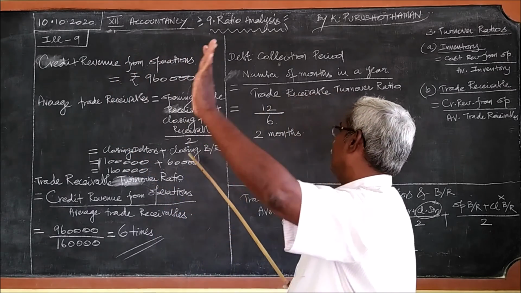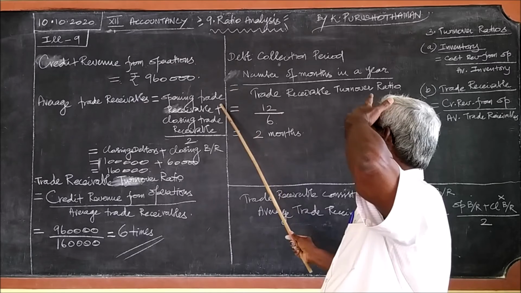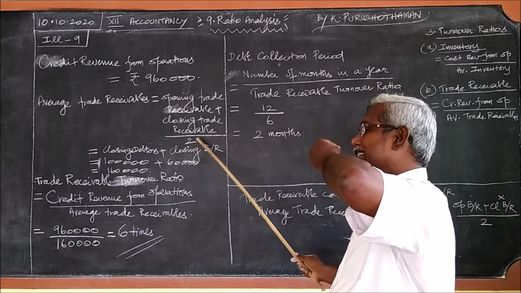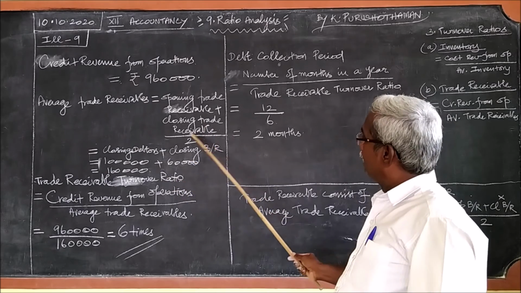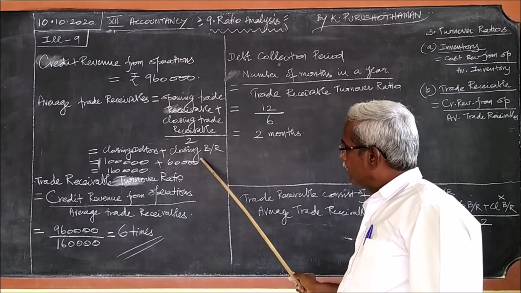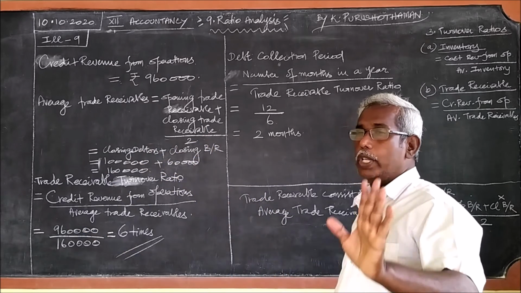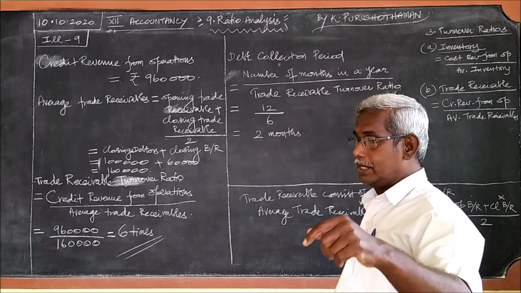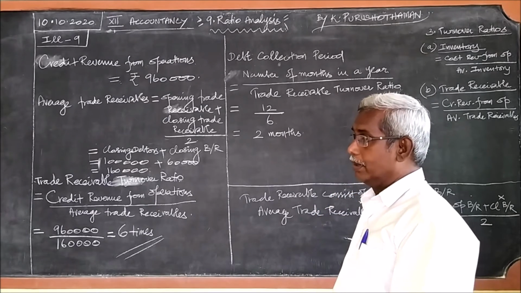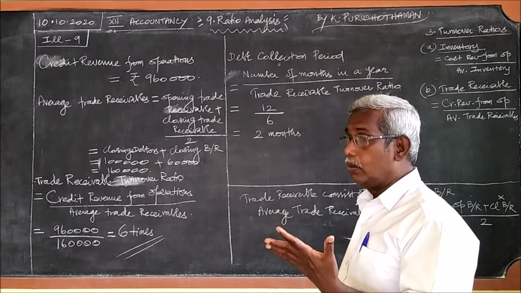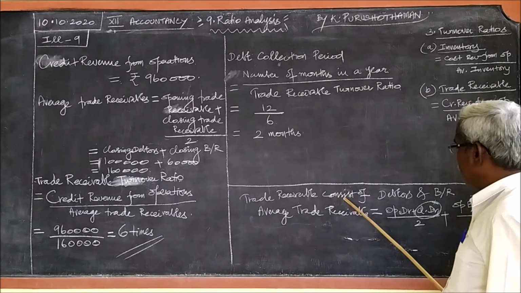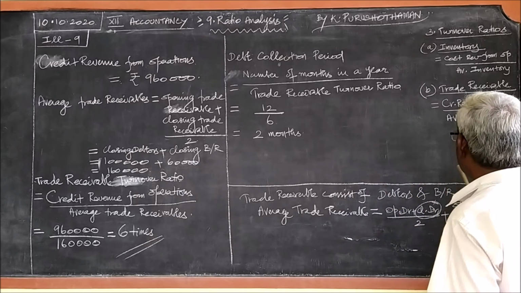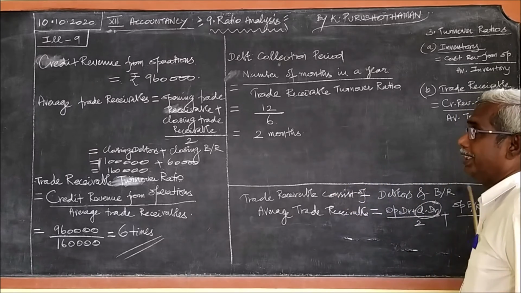Why? If you look at the formula, they say opening trade receivable plus closing trade receivable by 2. But here, when we take the numbers for the answer, it is not divided by 2. Why is it? You should know that. Since it is given in the book, you should not follow blindly. You should know why it is. Trade receivables consist of debtors and bills receivable. These are the two items.